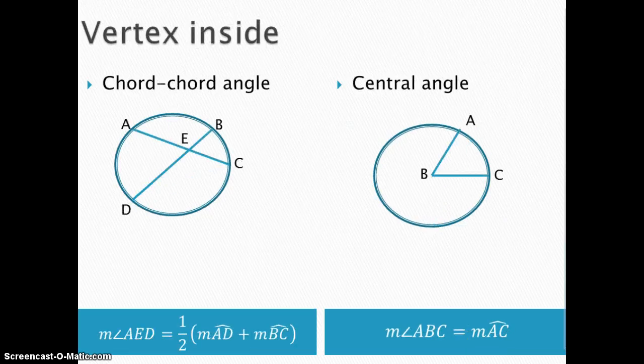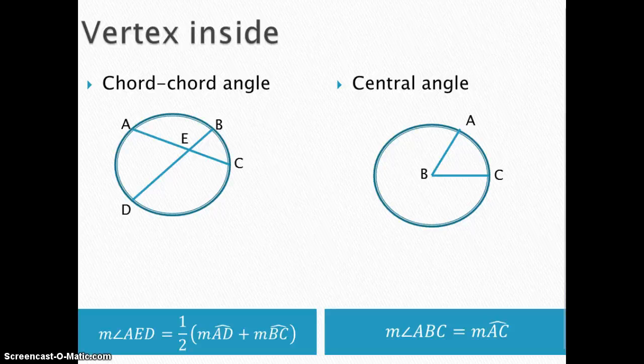The second type of angle-arc relationship we have is when the vertex is on the inside of the circle. Now there's two types, and the process that we follow is a little bit different for each one. The first type is called a central angle. We've already talked about that. The central angle is an angle where the vertex is at the center. And the measure of that angle is exactly the same as the minor arc.